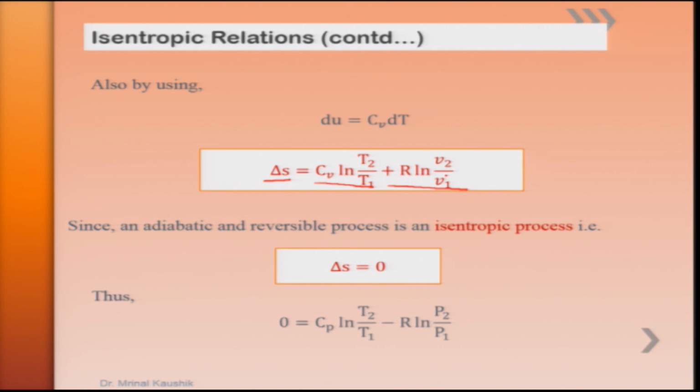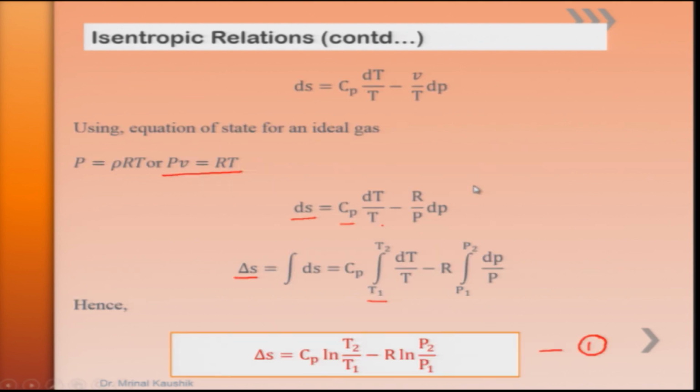And then, if the process is isentropic, the entropy change is 0. We can see here Cp ln T2 by T1 minus R ln P2 by P1, because the first case we are considering here, putting it as 0, we can write Cp ln T2 by T1 minus R ln P2 by P1 is equal to 0.